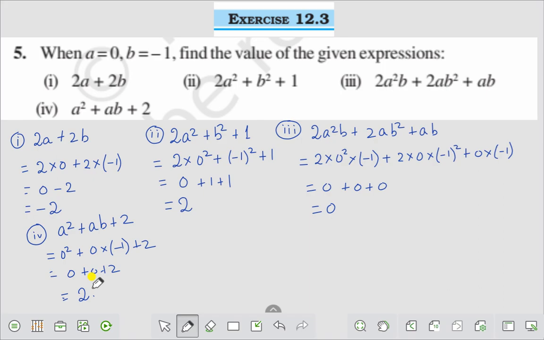Right? That means the first value is minus 2, the second one is plus 2, the third one is 0, and the fourth one is 2.